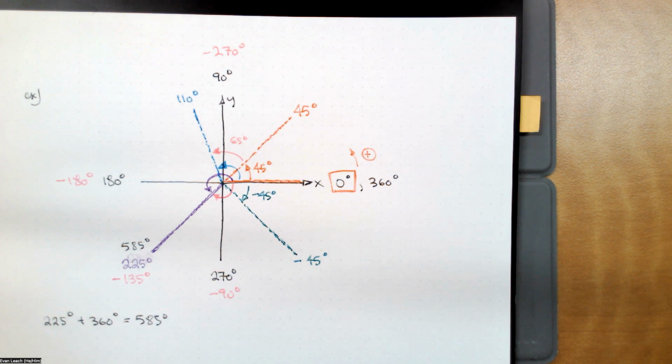That would be a little bit weird, but they do describe the same location. The best ones would be 225 and negative 135, positive 1 and a negative 1. It'd be really weird to call it 585 degrees. Extreme sports fans notwithstanding. Yes. Yeah, totally, it could come up.